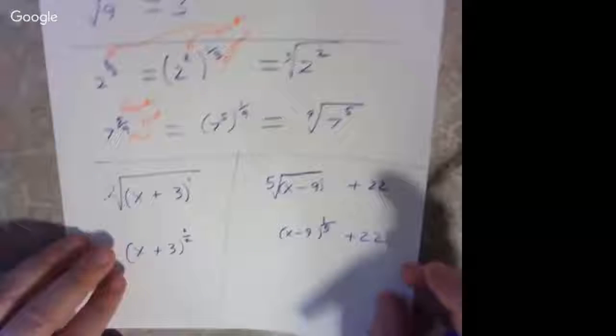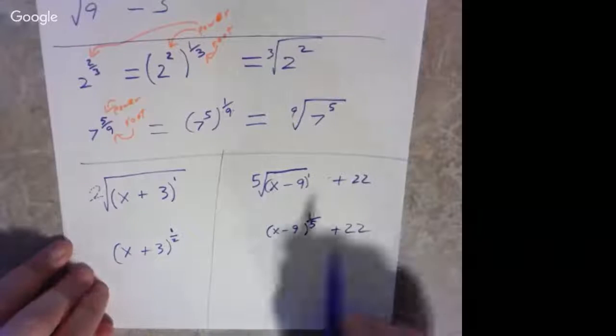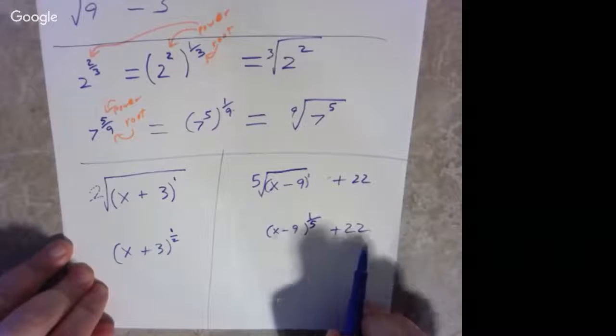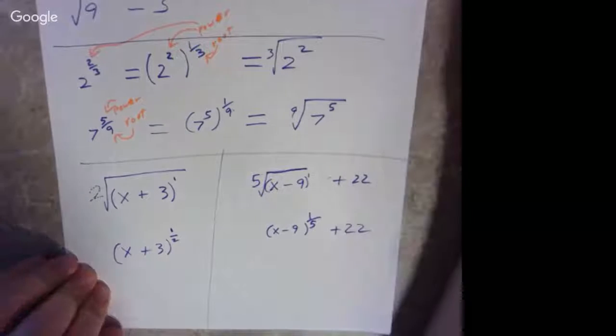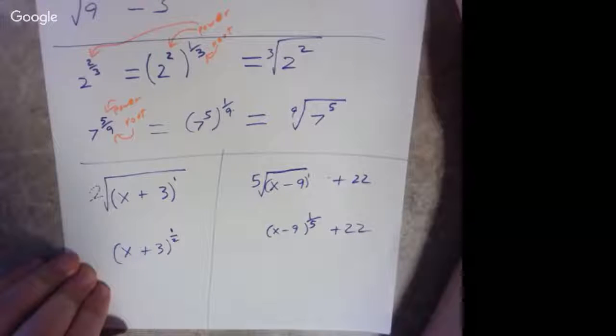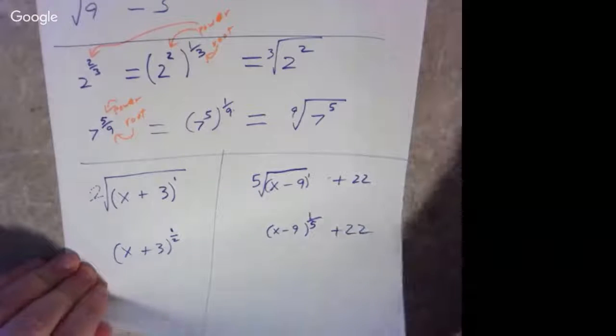Whoa, getting windy in here. And then the plus 22. Notice the 22, it didn't really do anything. It was just there to be a little bit of a distraction. Now let's go the other way.